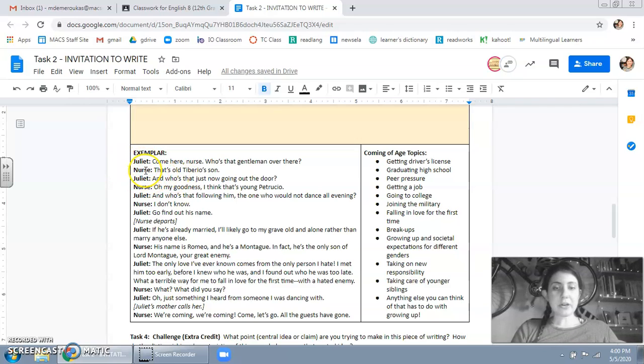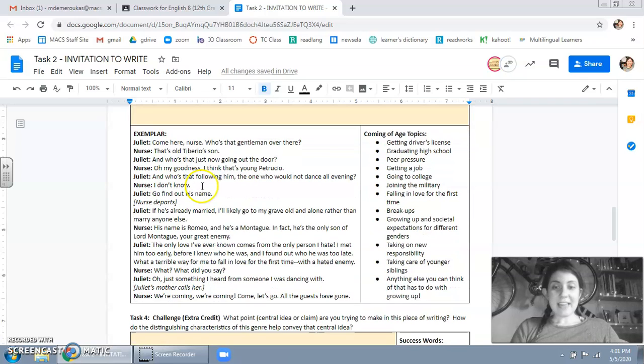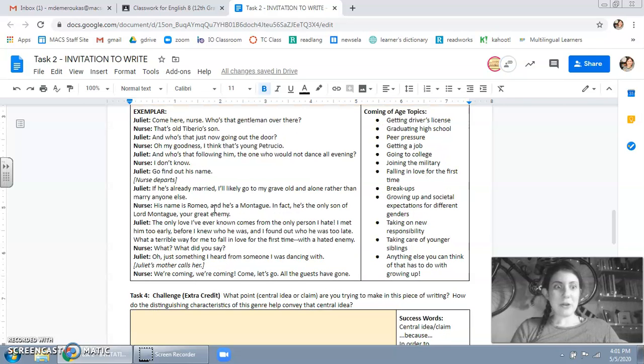This is Juliet talking to her nurse. Just FYI, the nurse just hangs out with Juliet. She's like her mentor, her teacher, her caretaker, right? So Juliet and the nurse are talking. Juliet's like, hey, who's that guy? The nurse finds out that it's Romeo and that he's a member of this family that her family hates. And then she goes, oh snap, I just fell in love for the first time with someone who is an enemy of my family. So this would be the topic of falling in love for the first time.